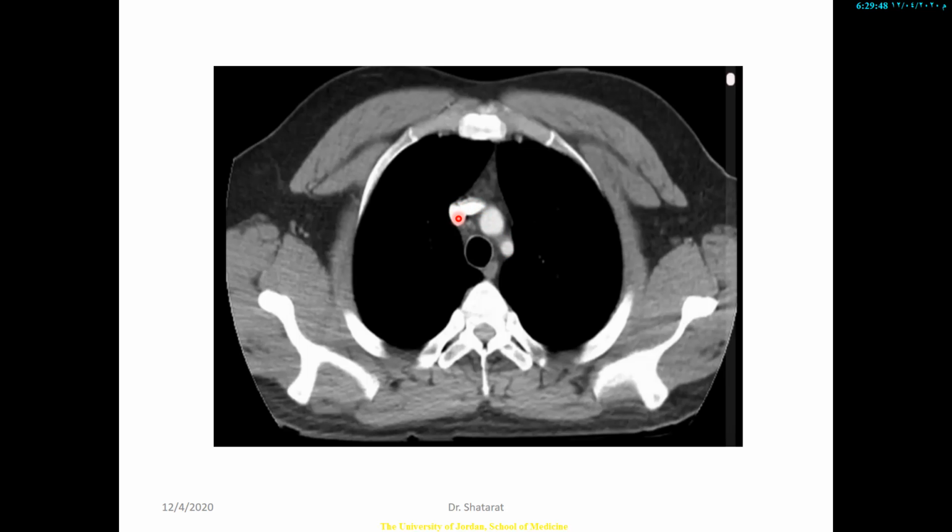What is this here? It is, of course, the superior vena cava. Maybe it is overlapped here. We need another section to identify the veins as well. This is the trachea here.